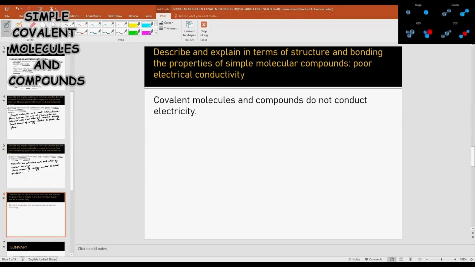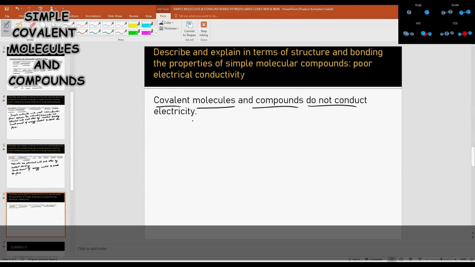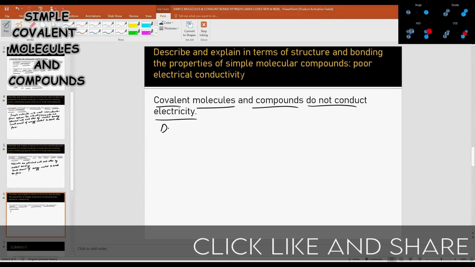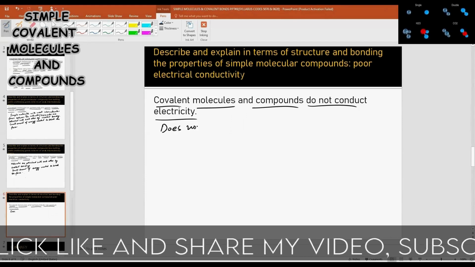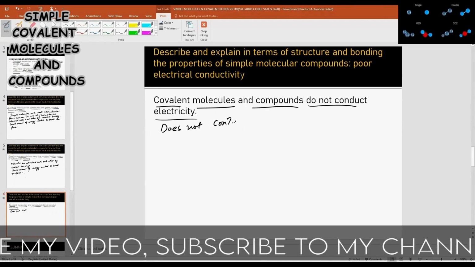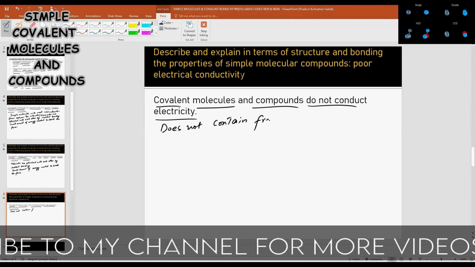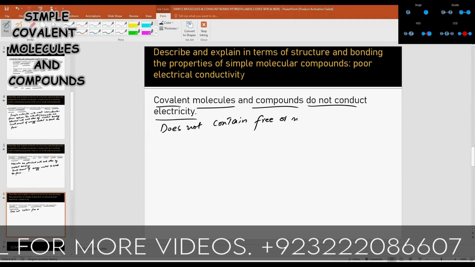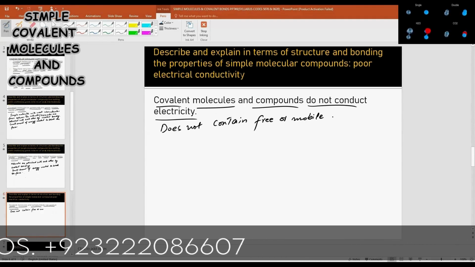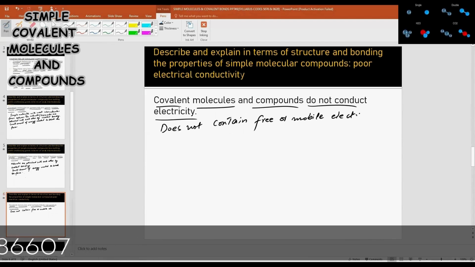Covalent molecules and compounds do not conduct electricity because they do not contain free or mobile electrons.